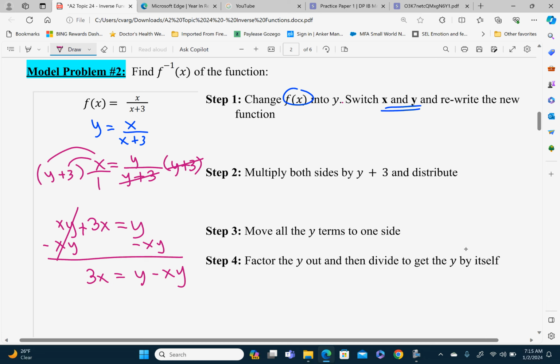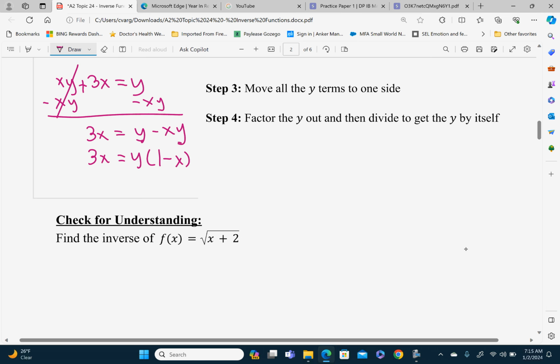And then what we're going to do is we see y here, right? And also here. So let's factor out a y. So we have y times 1 minus x is equal to 3x, right? And then we're going to get the y by itself by dividing both sides by 1 minus x. Divide by 1 minus x, cancels, cancels, and we have y is equal to 3x over 1 minus x. There is our function, okay?